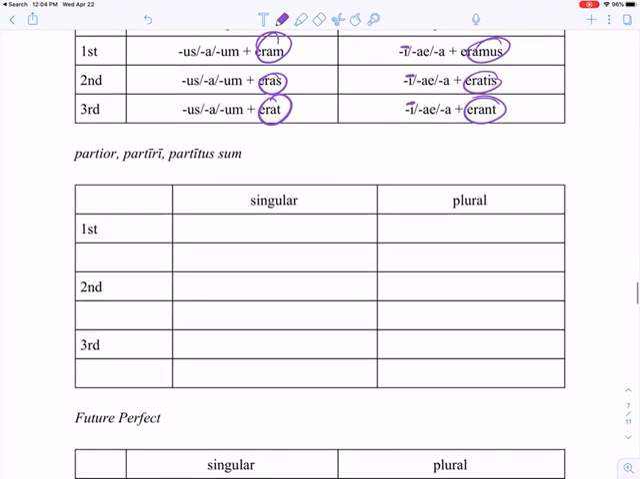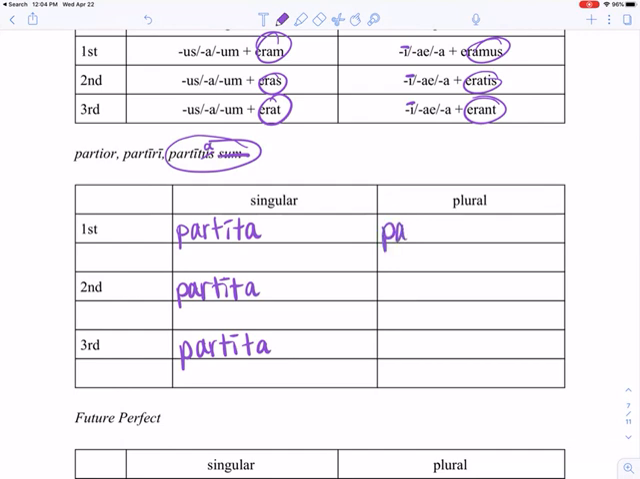I am using partior. So we're going here to partitus sum. Now remember, we're making it pluperfect, so we're not using sum. But I am going to change, and I am going to make this feminine this time. So we're going to take partitus, and we're dropping the us, and we're going to add a to make it singular. Now, over on the plural side, we're going to drop the a and then make it ae. So we'll have partitae.